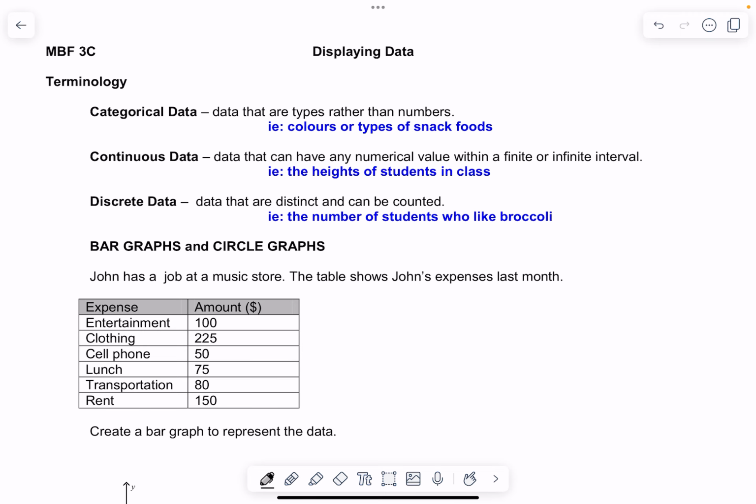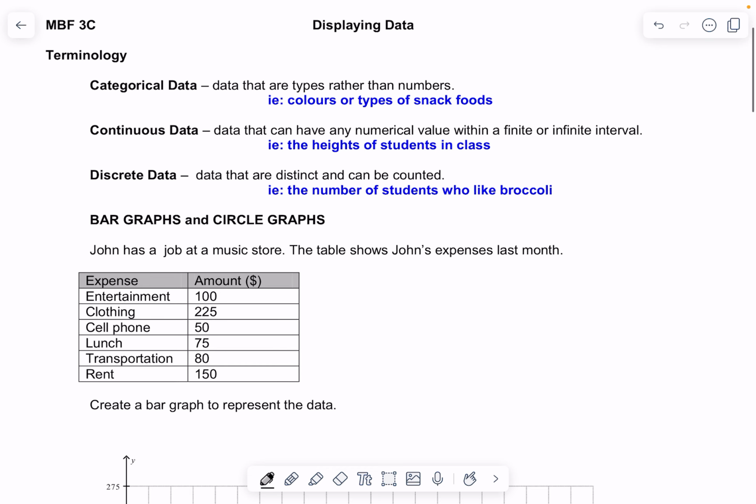Continuous is data that it says can have a finite or infinite interval. The easiest way to put it, though, is that the number can either contain a decimal or it can be expressed as a fraction. So, for example, I could be 1.65 meters tall. There's a decimal in there. That right away is continuous. We could go even finer if we wanted to add additional decimal points.